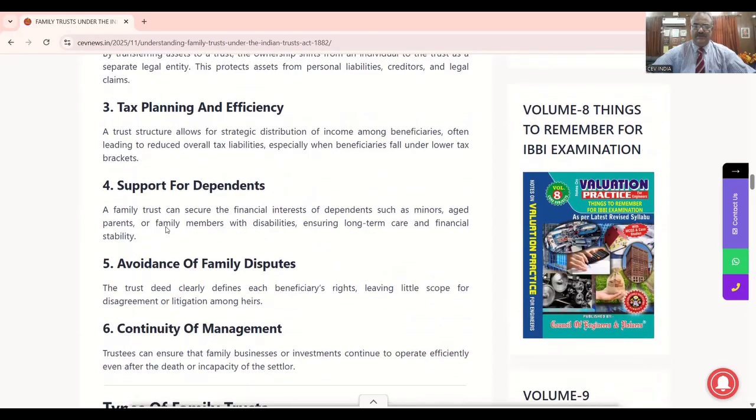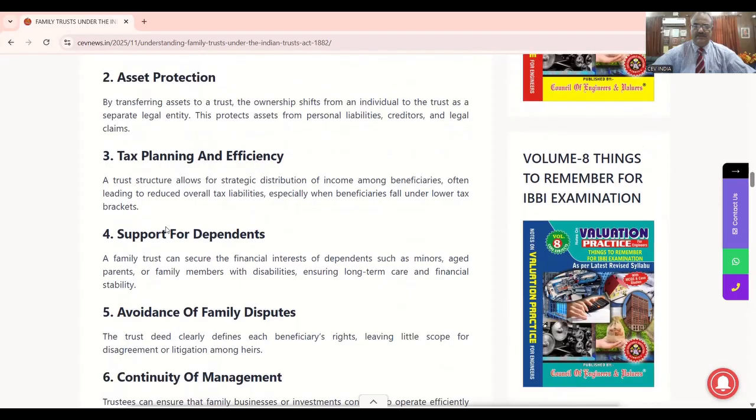Now, tax planning and efficiency. A trust structure allows for strategic distribution of income among beneficiaries, often leading to reduced overall tax liabilities, especially when beneficiaries fall under low tax brackets.